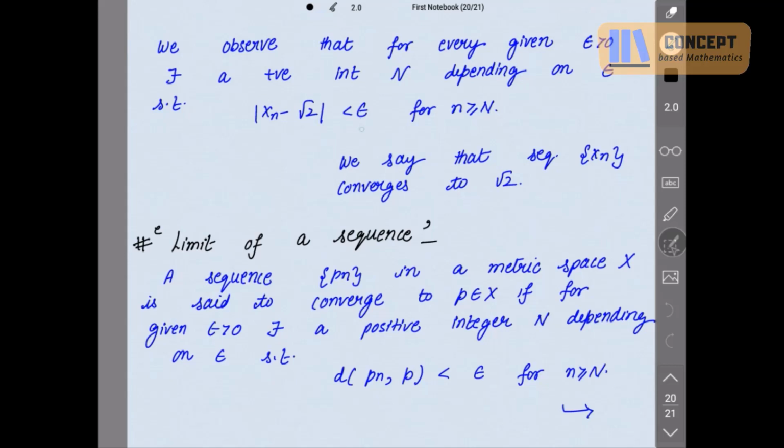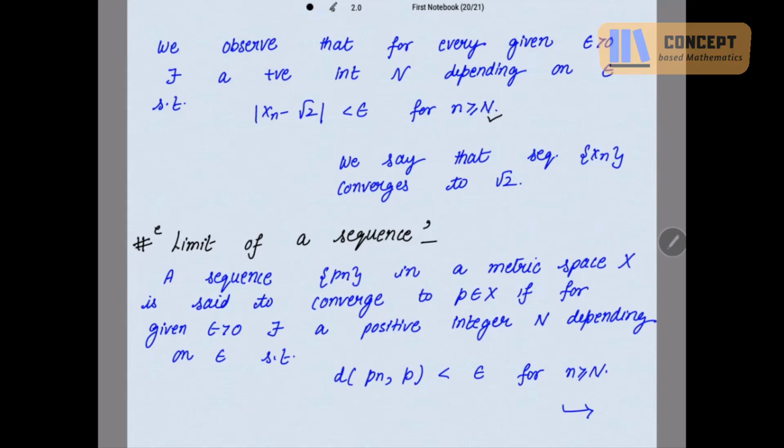Epsilon is just your small positive number which is greater than 0, right? You choose any epsilon, and depending on that epsilon, that is your integer N, you say that your sequence is converging to the point, whatever point it may be. For example, here xn converges to root 2, for n greater than or equal to N.